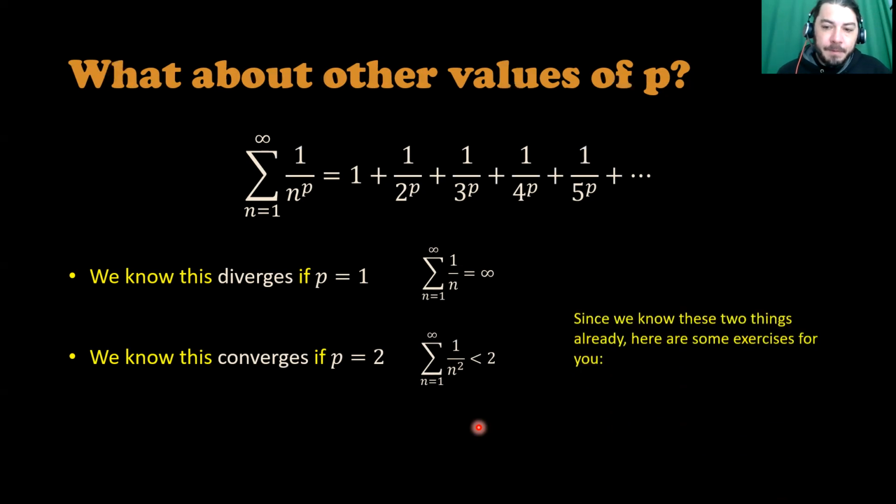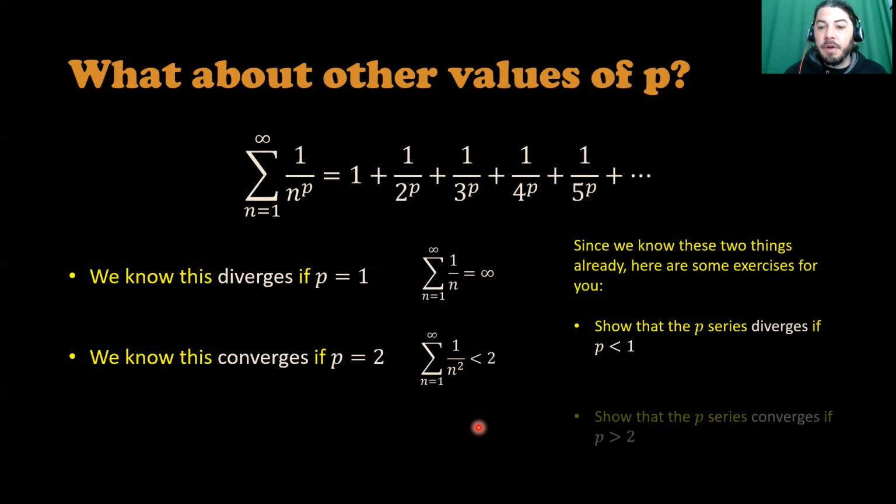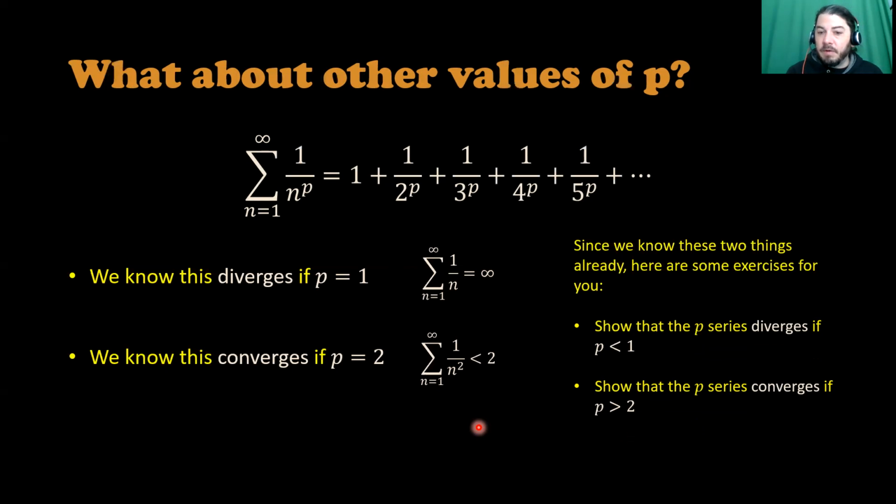So knowing just these two facts, there are some easy things we could do for other values of p. One, we could show that it diverges if p is less than 1, basically by comparing it to the harmonic series. I'll leave the details of that to you. We can also show that it converges if p is strictly greater than 2, because we know it converges if p equals 2, and we can compare it to this one. Okay. So what does that leave us? It leaves us values of p strictly between 1 and 2, right? Like, what about p equals 1.5 or 1.2 or 1.17436?